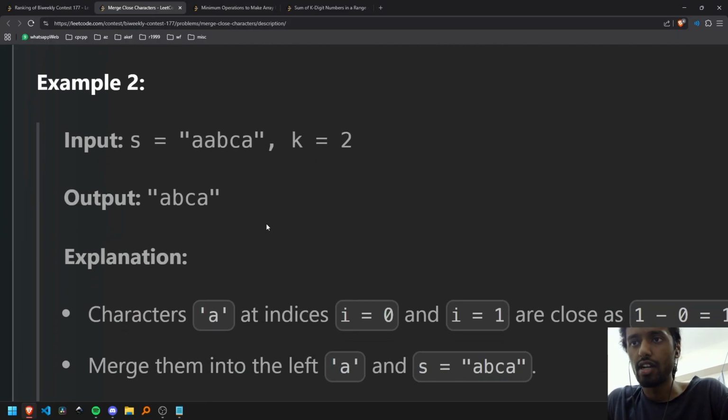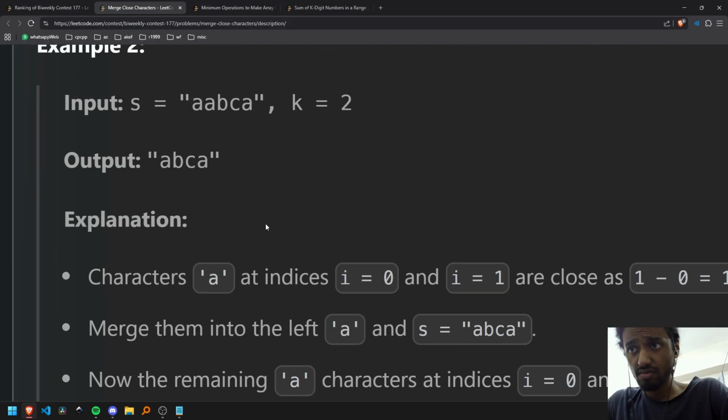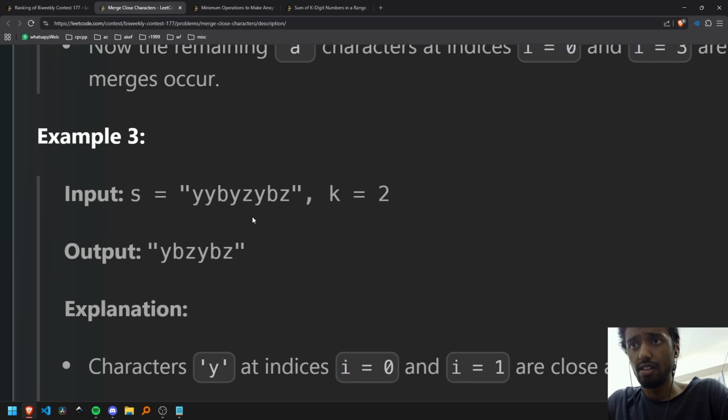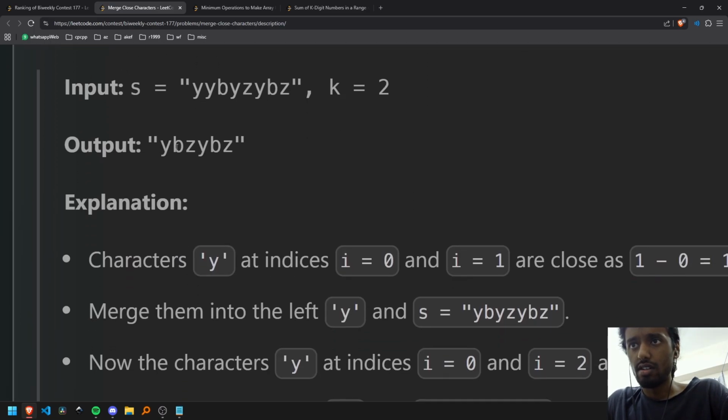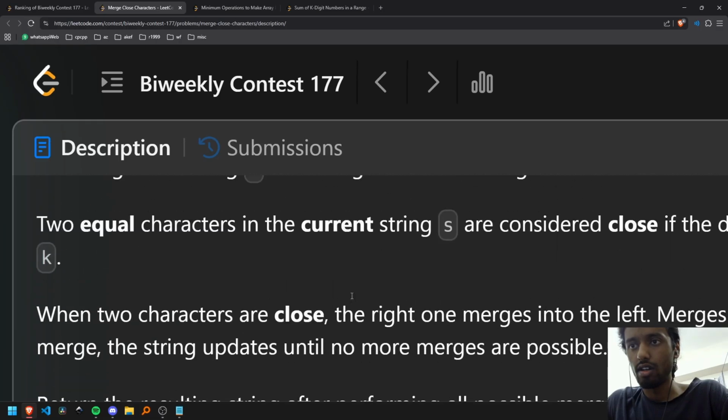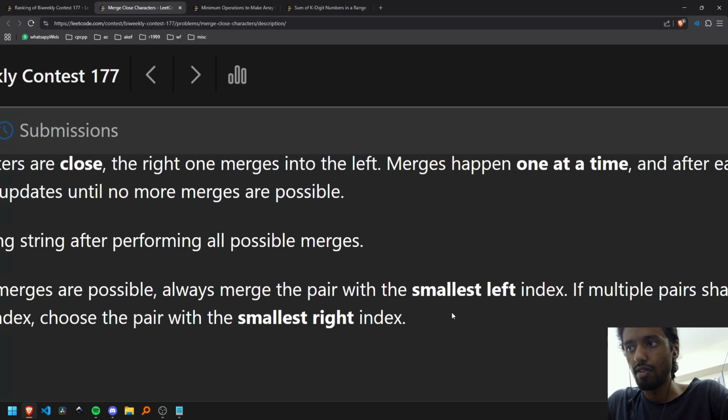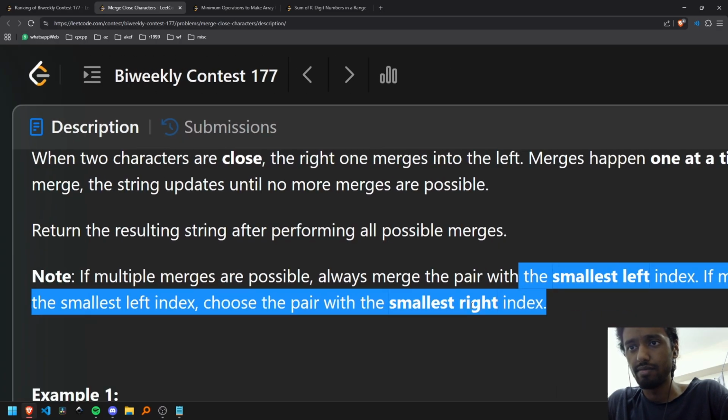And after merging, the indices will get reassigned. So here, in this example, this is 0, this is 1, so the distance is less than or equal to 2, right? So this will merge, so this becomes y. So all of these indices will decrease by 1, right? Since this element is removed now. And of course, basically in these merges, we have to merge the leftmost pair.